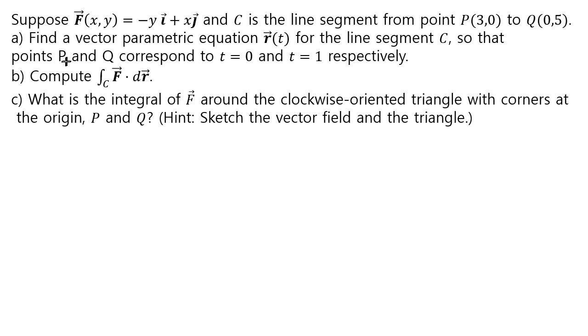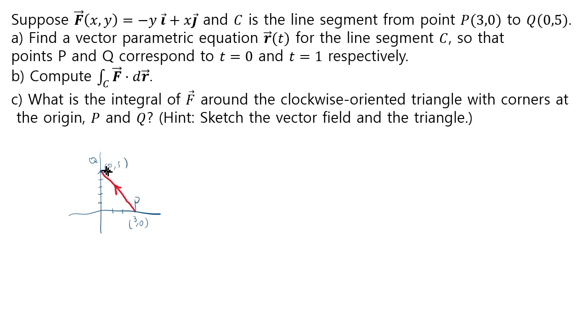So the first task is to orient this line segment. Let's put that on the plane. Let's see what we get. This is 3, 0, so that will be our P. Then 1, 2, 3, 4, 5. This will be our Q, 0, 5. And the path C is this.